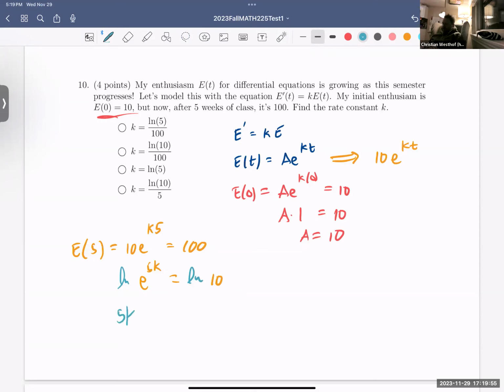Then you'd have 5k. Natural log of e is natural log of 10. Natural log of e is 1. Divide by 5. K is natural log 10. Divide by 5. So that's this one.